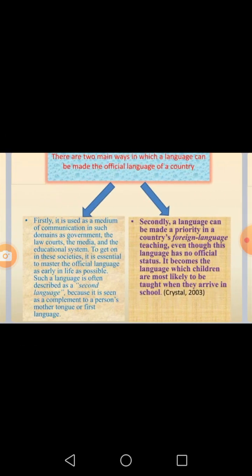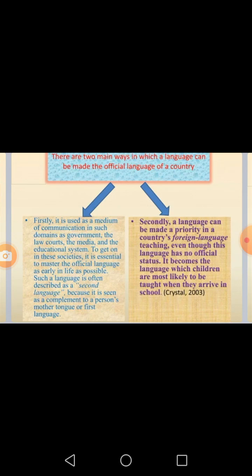Now, the two ways in which a language can be made the official language of a country. First, it is used as a medium of communication in such domains as government, the law court, the media, and the educational system. To get on in these societies, it is essential to master the official language as early in life as possible. English is often described as a second language because it is seen as a complement to a person's mother tongue or first language.